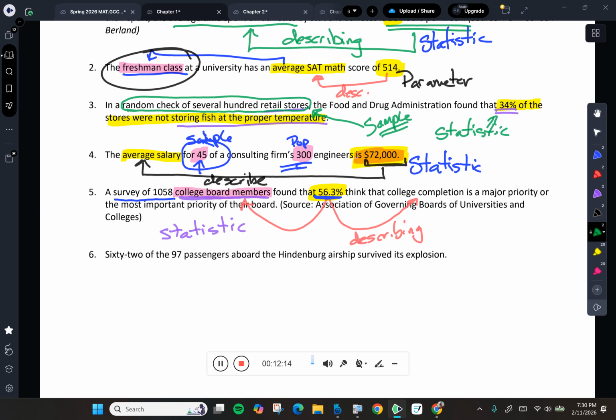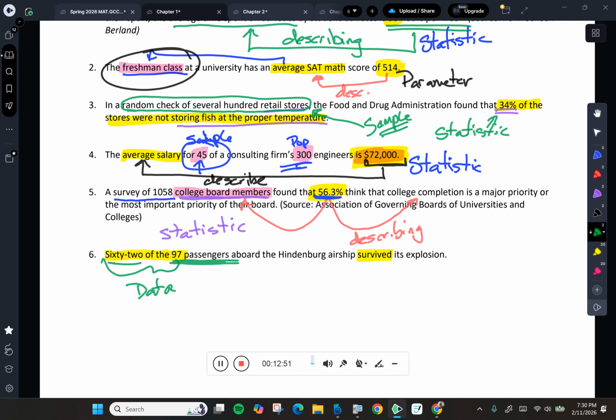62 of the 97 passengers aboard the Hindenburg airship survived its explosion. All right, so 62 of the 97 survived. So there's our data. Oh, how do you spell data? I don't think it has an extra T on the end. There's our data. And what is it? Oh, wait. Is 97 all of the passengers? I believe it is. And 62 of them survived.